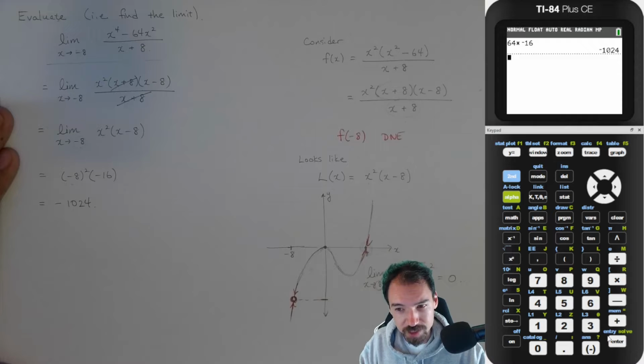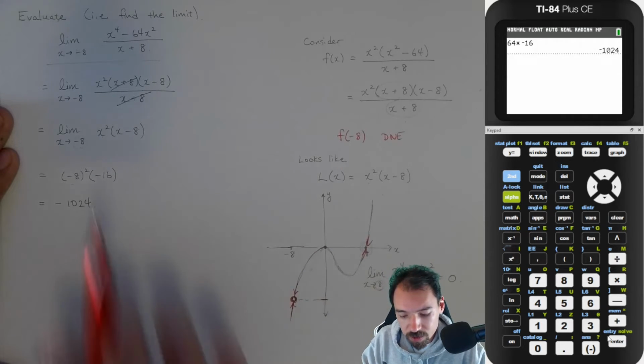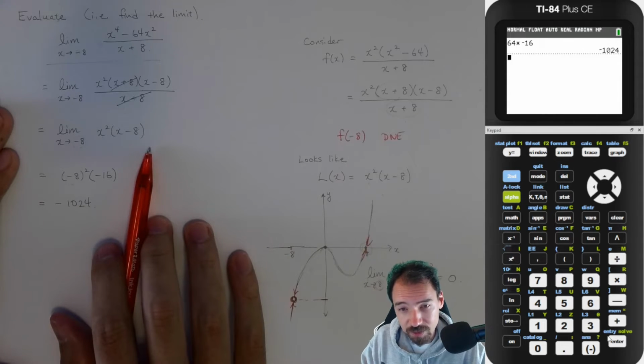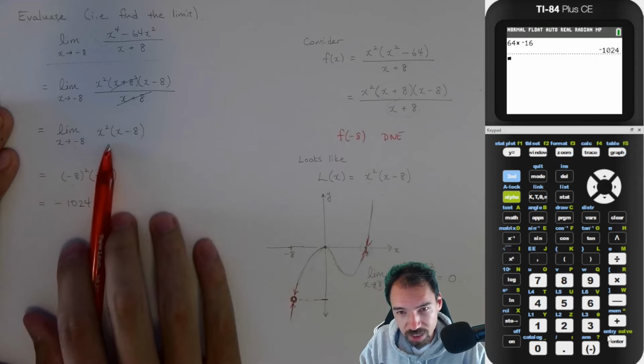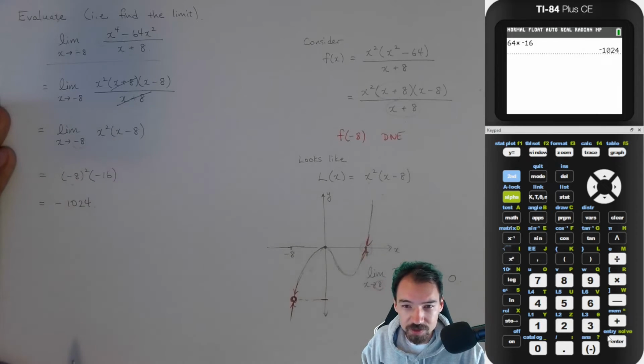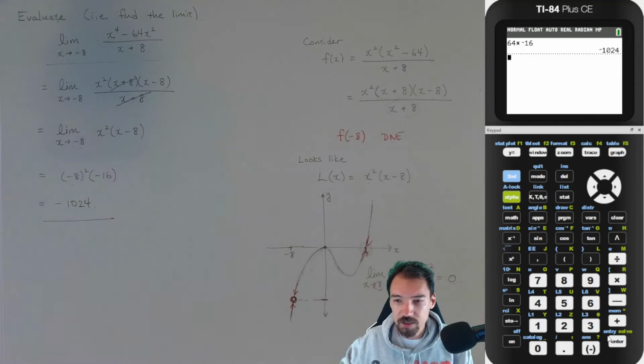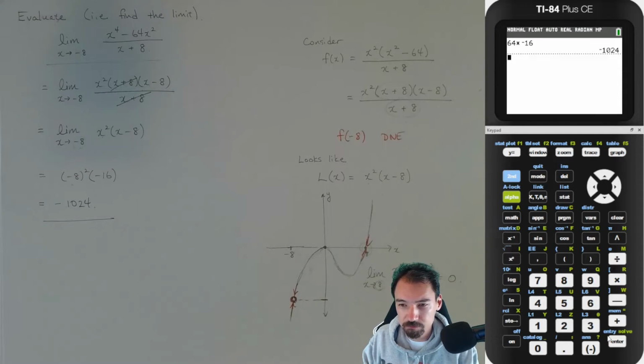I shouldn't use the word exists, I'm sorry. Where the hole appears, sure, that. And once you have that, you can say the lookalike function is continuous, so you can just plug that number in for the x's, and you get the value. So the answer here is negative 1024.